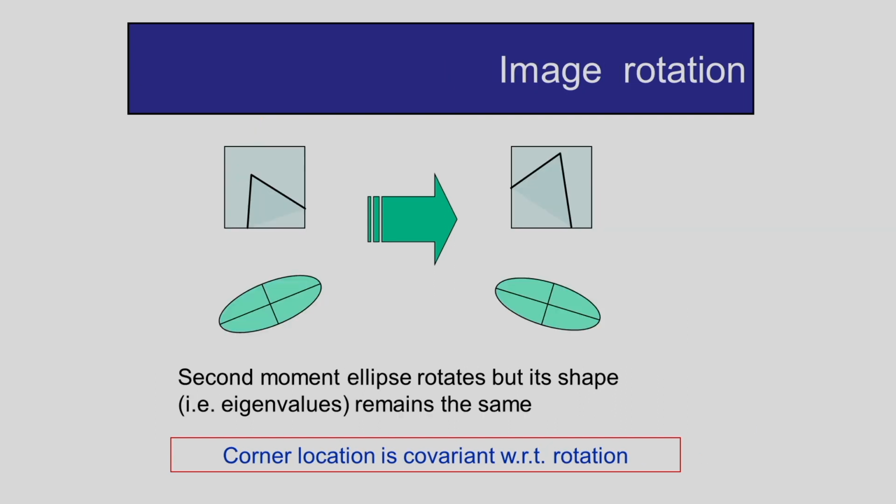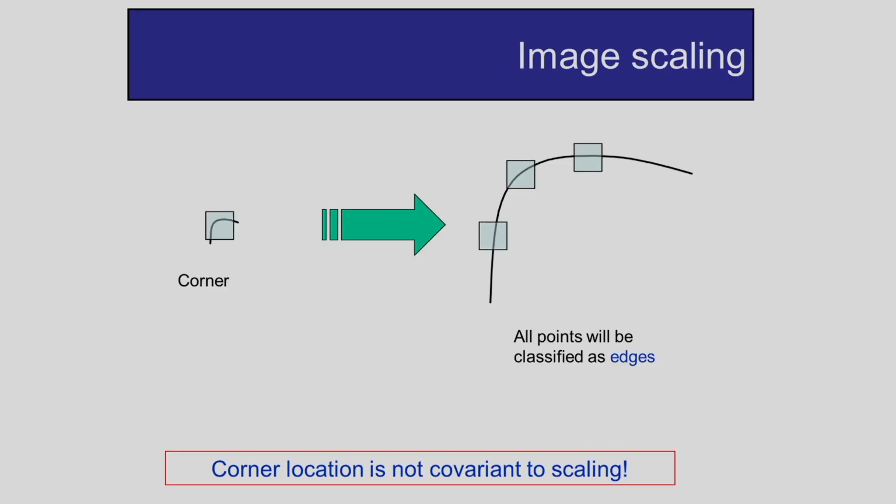And if I consider the rotation, that concept I have already explained. The corner point is rotated; this is the first image, and in the second image it is rotated. What is happening? The ellipse will be rotated, but its shape remains the same, that means the eigenvalues remain the same. So, that is why the corner location is covariant with respect to rotation. So, we have discussed the translation and also the rotation. Let us see the scaling.